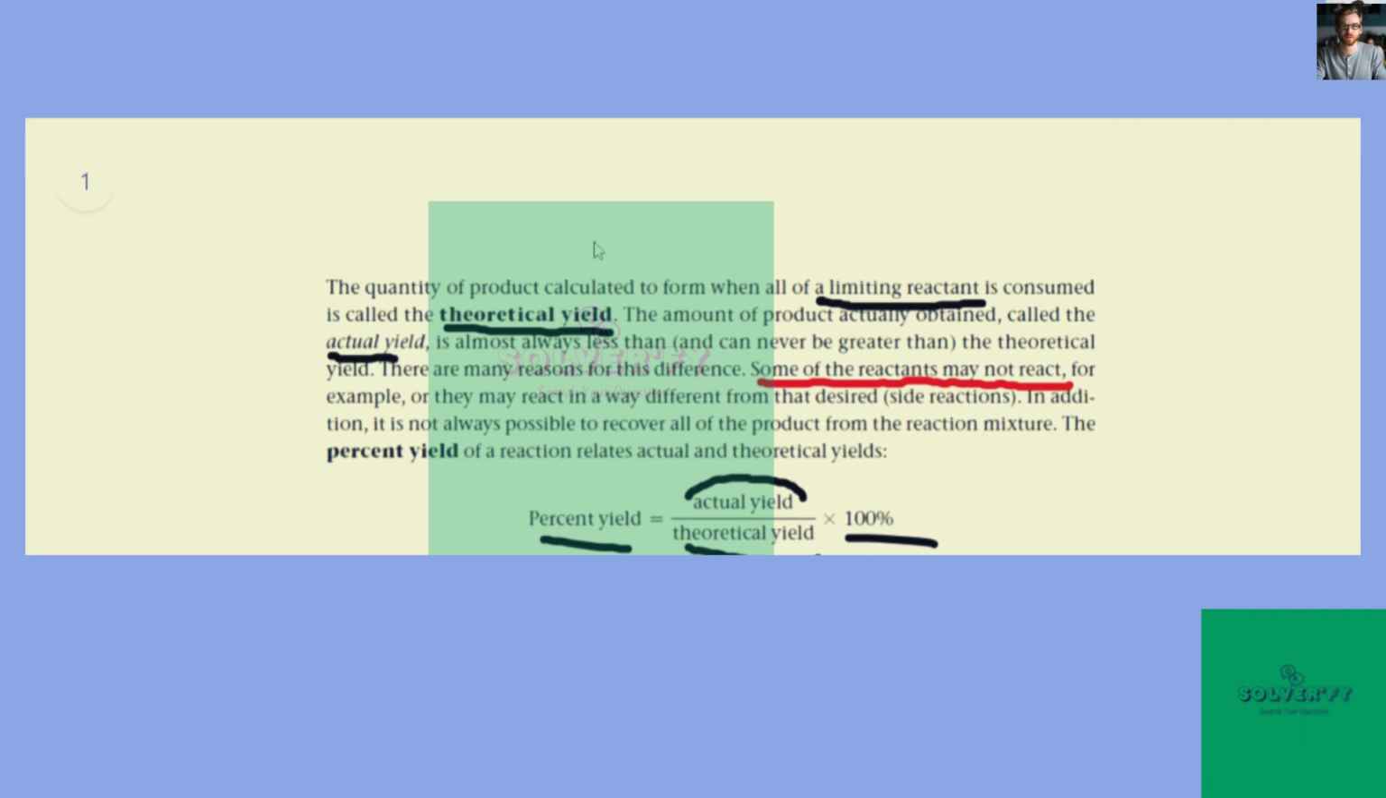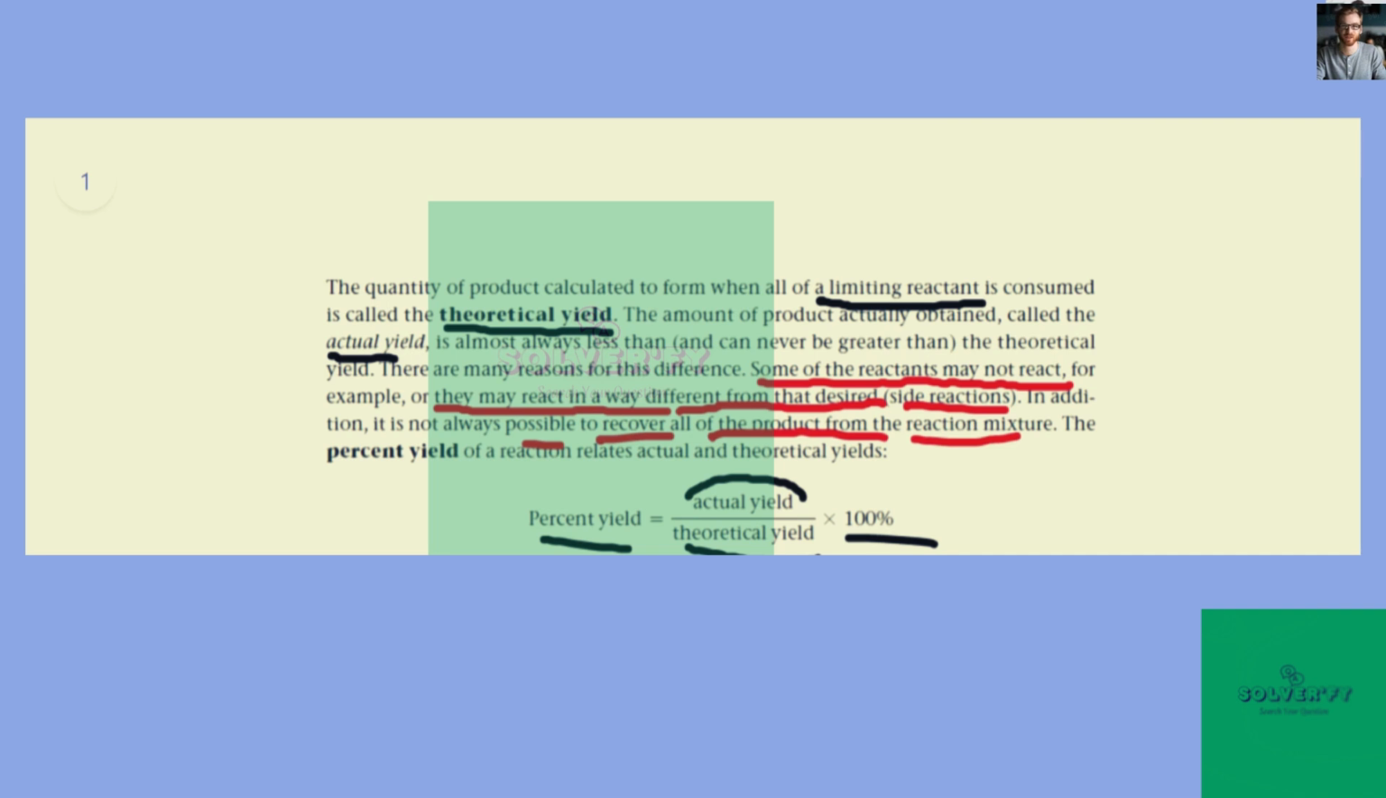The second reason may be that the reactants may react in a way that is different from the desired, or there may be some side reactions which we don't count as a product or our expected product. So the production of side products may also reduce the actual yield. And one other thing is that sometimes it is not possible to recover all the products from the reaction mixture. So for these three reasons, actual yield is almost always less than the theoretical yield.